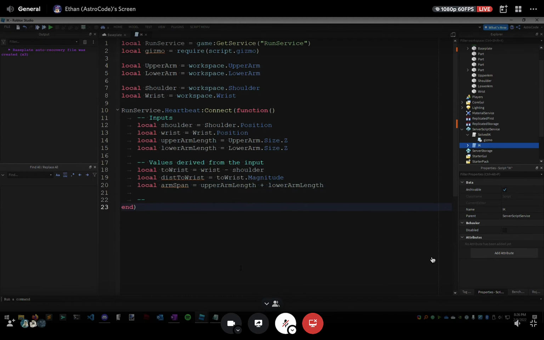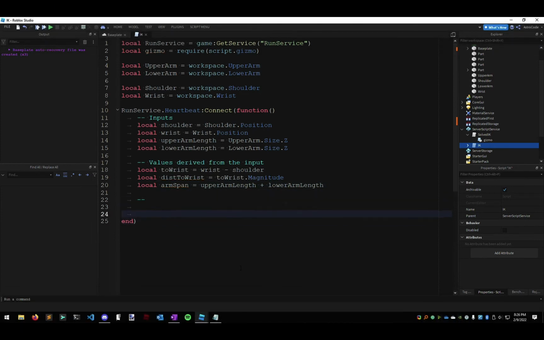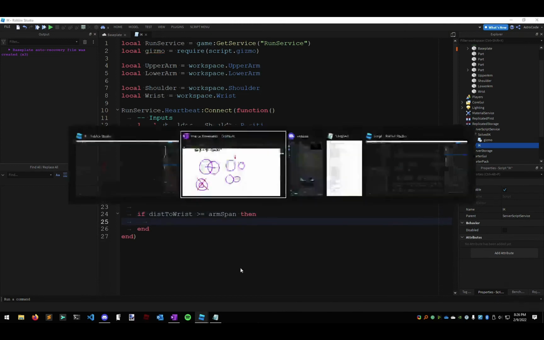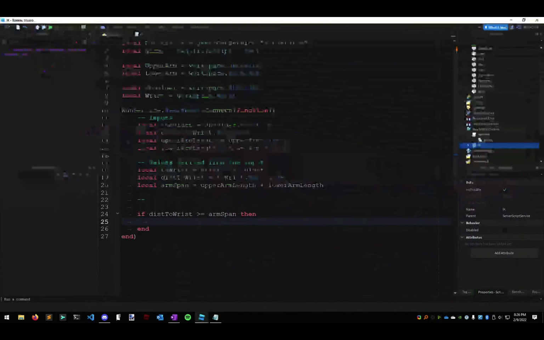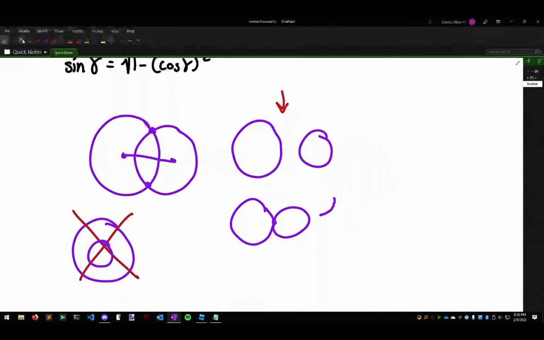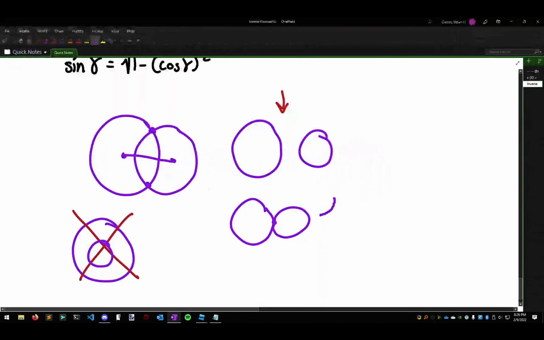Right. So that's actually what we're going to do immediately. If the distance to the wrist is greater than or equal to the arm span, that accounts for these two cases here on the right. In the good case, we were looking for the center of this line here between the elbows, but that doesn't exist in these two cases. So we just consider it to be here.